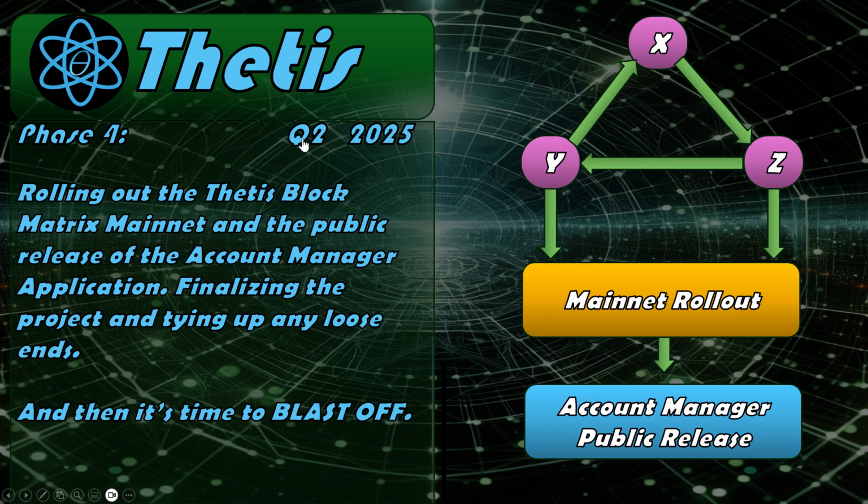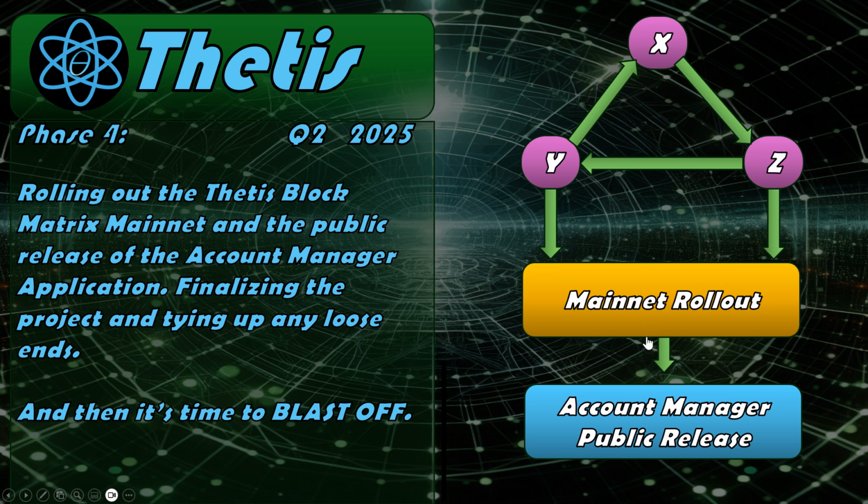aspects like the holdings account and other aspects of the project. And finally, Phase 4, Q2 2025: rolling out the Thetis block matrix mainnet and the public release of the account manager application, finalizing the project and tying up any loose ends. And then it's time to blast off. So this just means we want to finish up the mainnet. The testnet will be available at this point in time. We want to finish up the mainnet, make sure that there are no problems or any breaking glitches or anything like that that could really detriment people financially that are invested in the project.